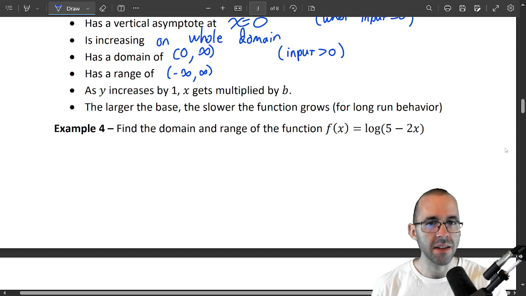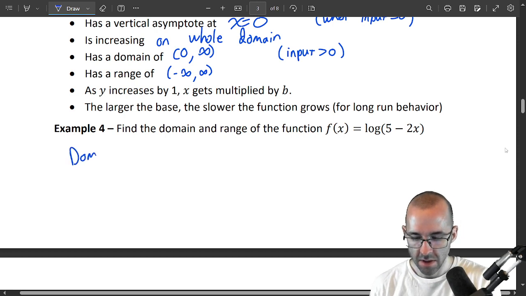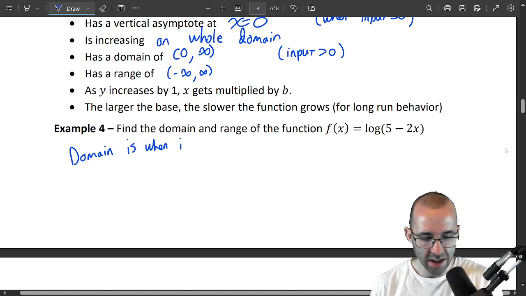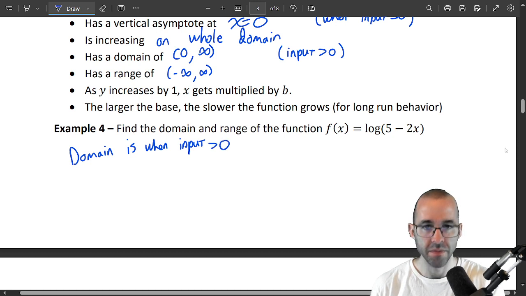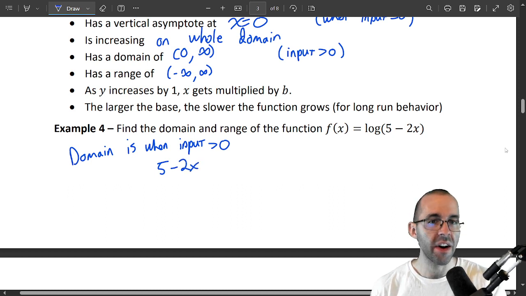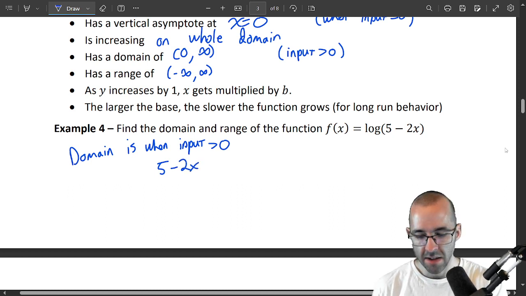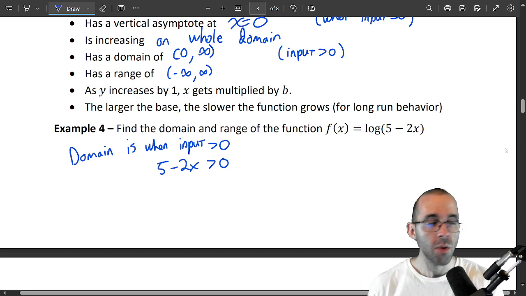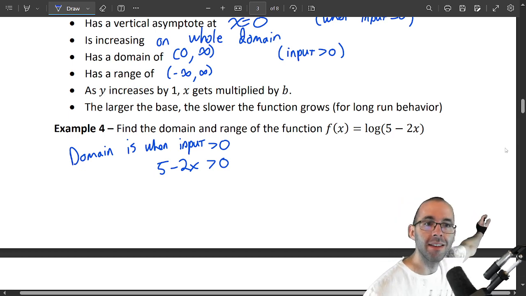Well, when is the input positive? Domain is when input's positive. We can't take the logarithm of a negative number or 0. Well, the input of our logarithm in this example is 5 minus 2x. When is that positive?